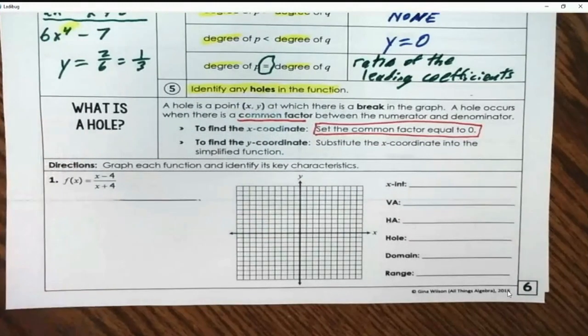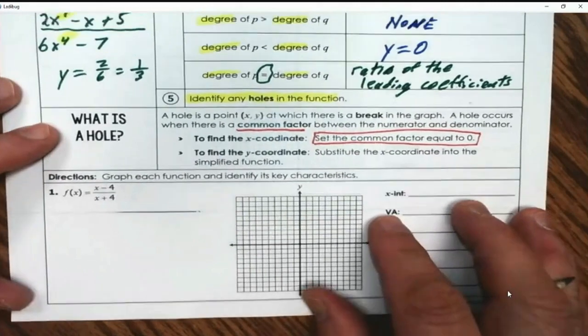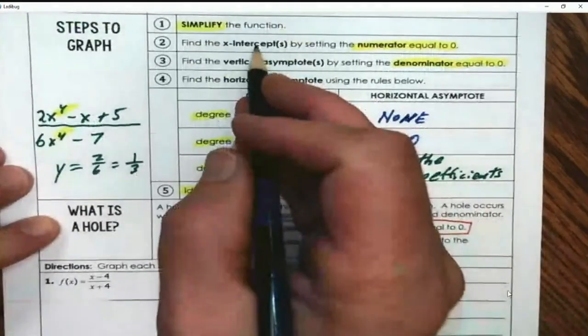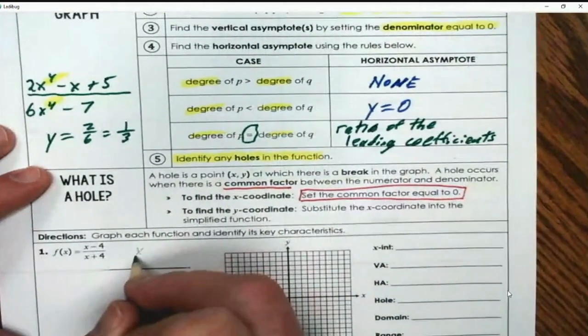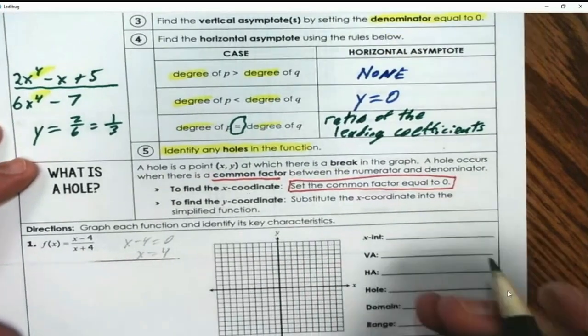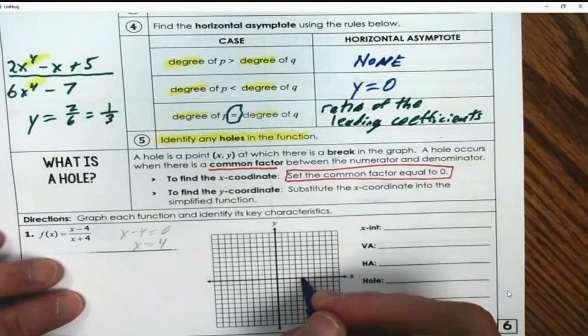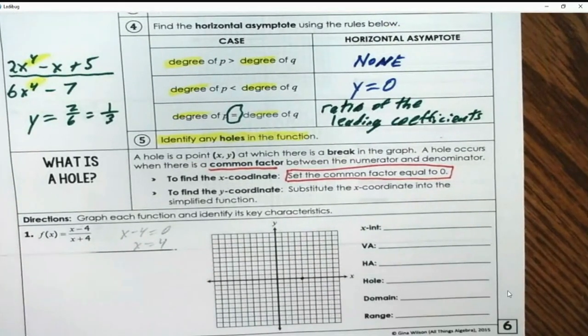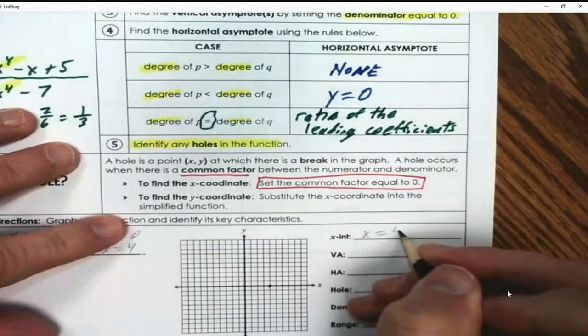Graph each function, identify its key characteristics. All right, so the first thing we want to know is what would be the x-intercept? Well, we set the numerator equal to 0. So x minus 4 equals 0. So x equals 4. So we know it's going to cross at x equals 4. That's the x-intercept. X equals 4.